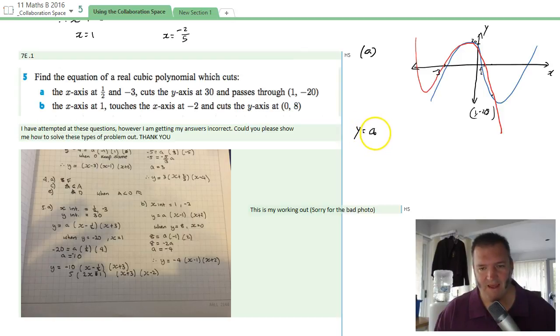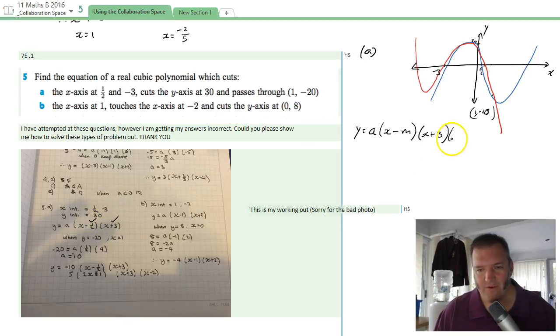Y equals a, some sort of factor, x minus, let's call it m, for the intercept. Why not is a good enough reason. We don't know one of the factors, do we? I do know that x minus -3, which becomes x plus 3, is a factor. And indeed, we have that over there. And x minus a half.